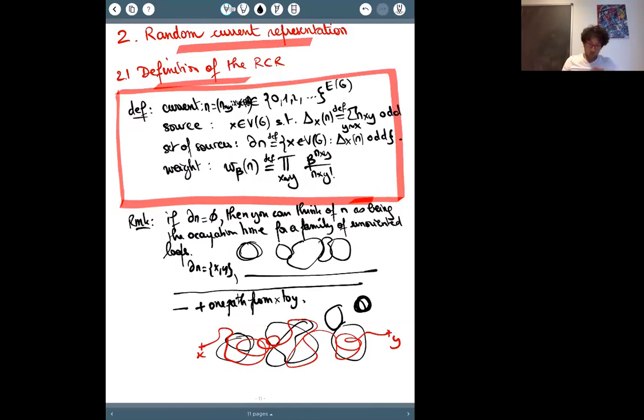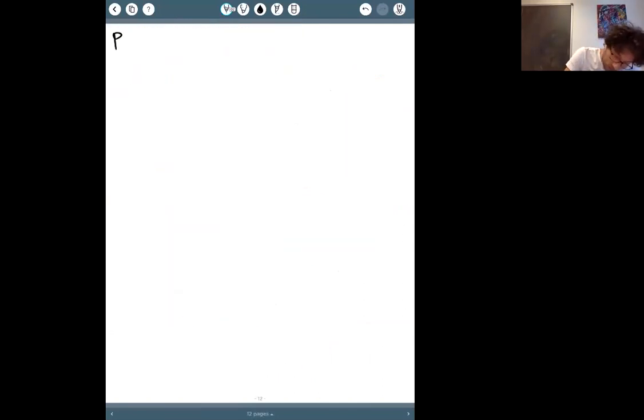For us, just think of N as being a function from the edges into the integers. So why is it interesting? It's interesting because you can rewrite the partition function of the Ising model in terms of currents. And I'm even going to introduce something a little bit more general.